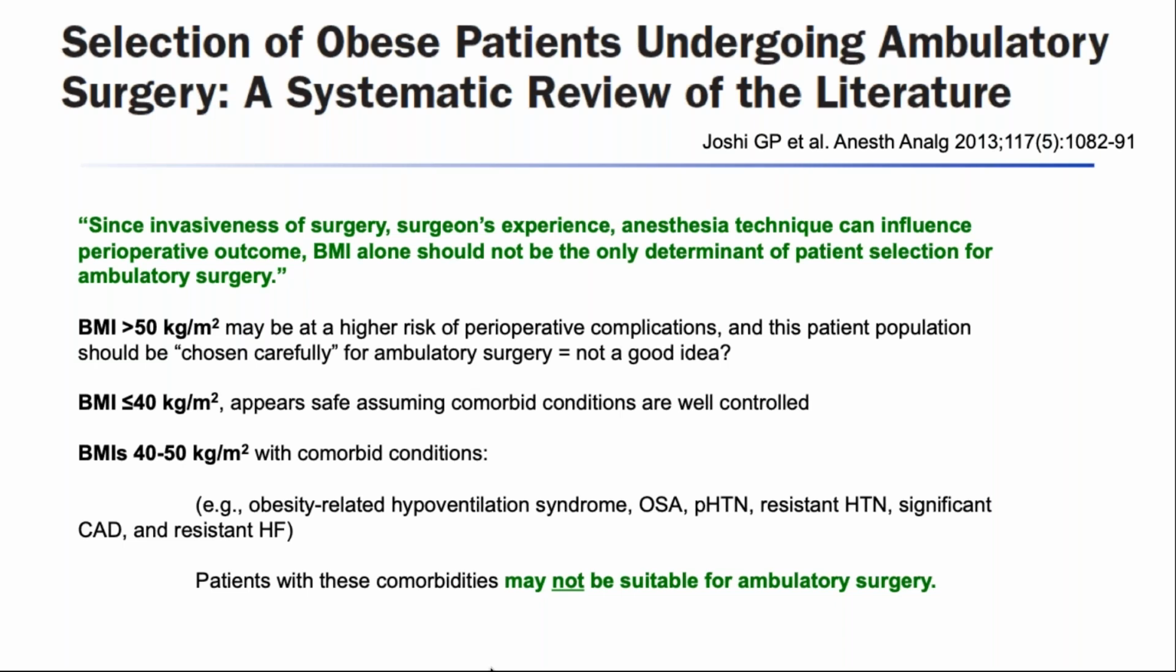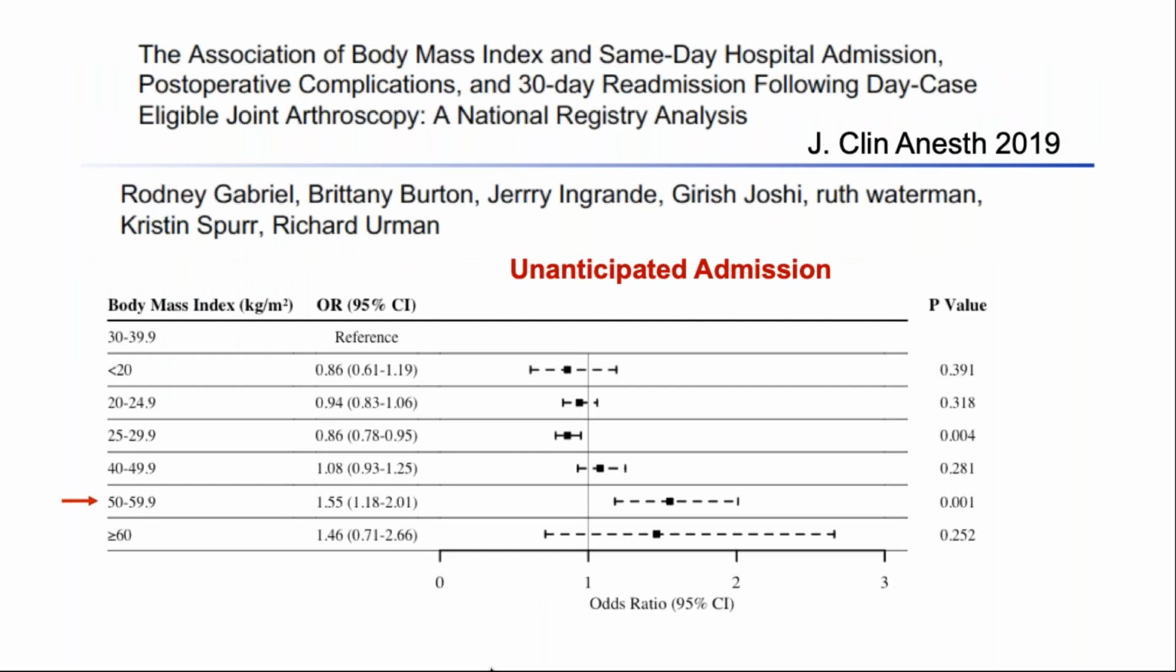This is a paper that was published in Anesthesia & Analgesia under SAMBA. It's a systematic review, but basically the authors determined that patients over a BMI of 50 may be high risk for perioperative complications. The 40 to 50 BMI range remains sort of a gray zone, and you really have to very carefully look at patient comorbidities, as I mentioned previously, to help you decide whether they'll be an appropriate patient for office-based or any ambulatory setting, and they may not be, depending on their comorbidities.